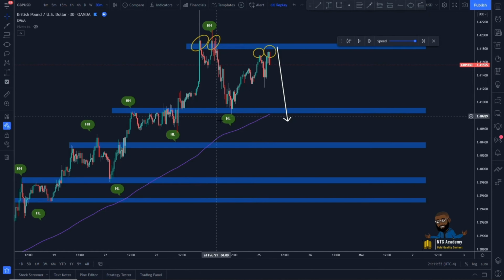Now, if we get a break, right, this is how you can identify reversal. If we get a break of that higher low structure, if we get a break here, this is what's going to give us the biggest sign that the market is reversing, right? So let's go ahead and continue to watch the market.